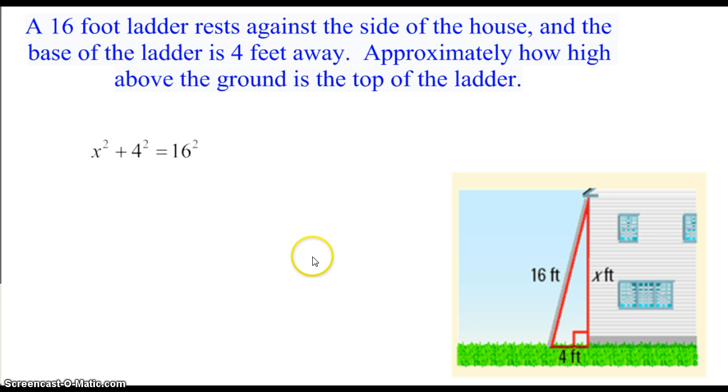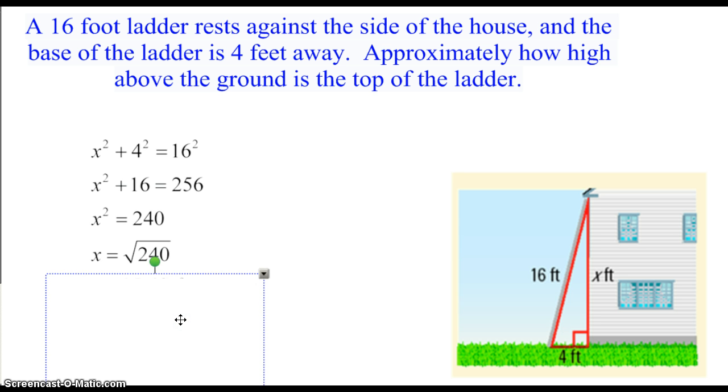Hopefully you did x squared plus 4 squared, because those are your legs. They're the ones making up the right angle, and 16 is the hypotenuse. X squared plus 16 equals 256. X squared equals 240. X actually equals the square root of 240. And since it's an application problem, you're allowed to leave it as a decimal. So 15.49 or 15.5, depending on what I tell you to round to.